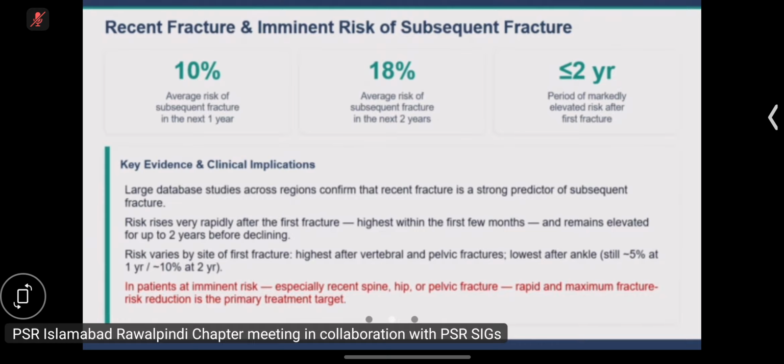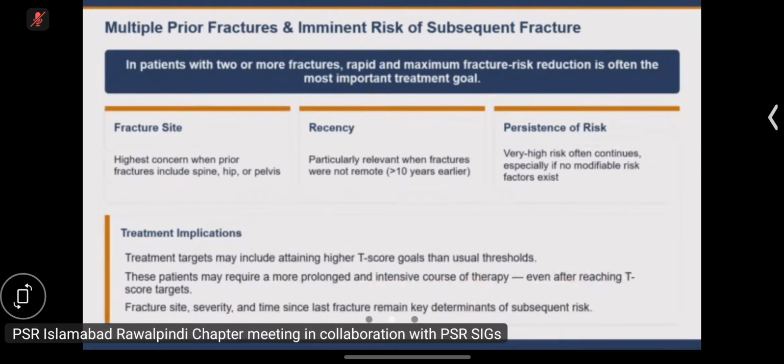In patients who are at an imminent risk, rapid and maximum fracture risk reduction is the primary treatment target for us. This is also true for patients who have had multiple fractures in the preceding 10 years. This kind of history also puts them at an imminent risk of subsequent fracture. So here again, treatment targets include attaining higher T-score goals than usual thresholds. These patients may also require a more prolonged and intensive course of therapy, even after reaching the T-score targets.